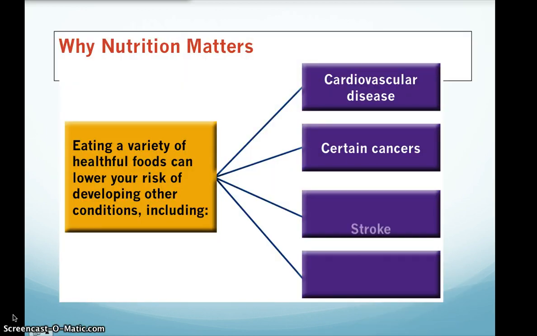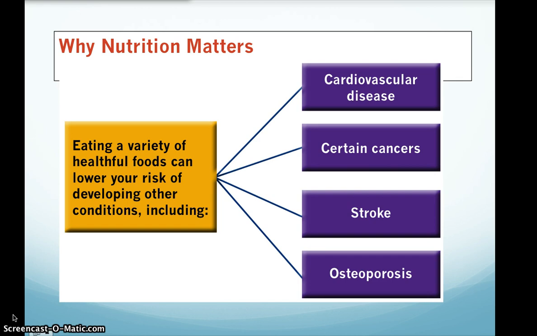All right, why nutrition matters. Eating a variety of healthful foods can lower your risk of developing other conditions, including, and I'm sure that many of these you've heard before as well. When we look at food and what we're supposed to eat, we know that if we're eating unhealthy foods, too many calories, or foods from the wrong sources, it could lead to cardiovascular disease. It could affect the functioning of our heart. It could affect our blood vessels. We could have narrowing of the blood vessels, be more likely to have blockages and clots and strokes and things like that. There are certain cancers.